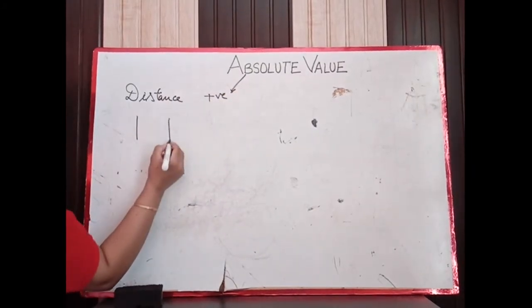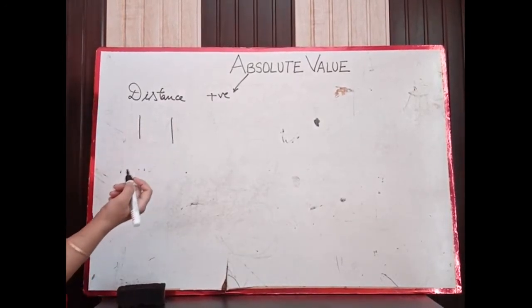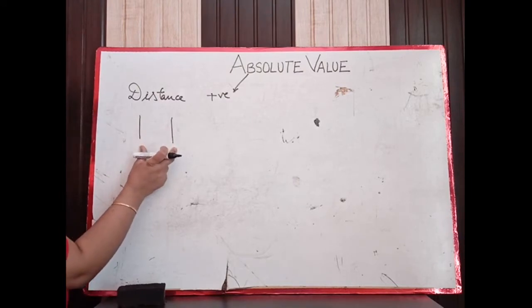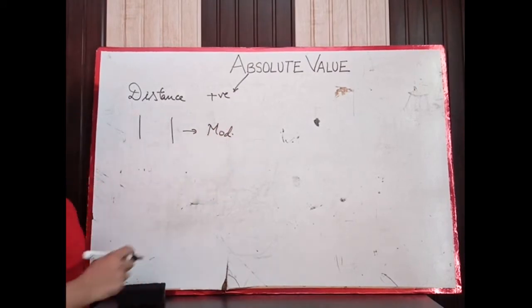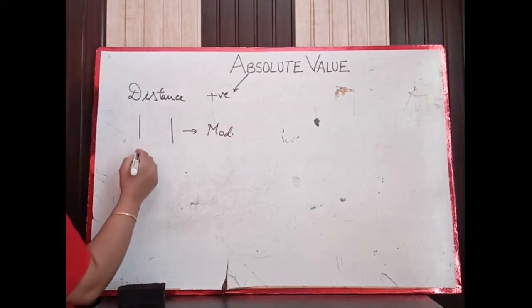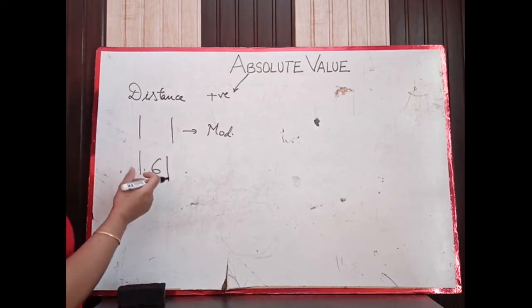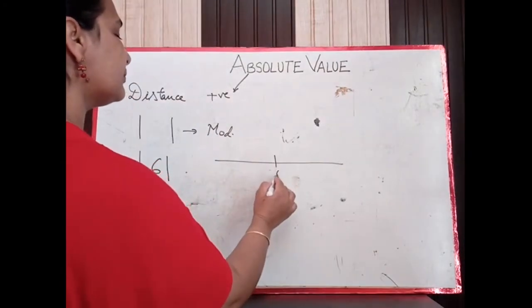This is the sign for how we will write absolute value. Any number whose absolute value is to be found is written in between these two vertical bars. We also call this mode. If we have to find the mode of 6, that means the absolute value of 6, what is the distance of 6 from 0?